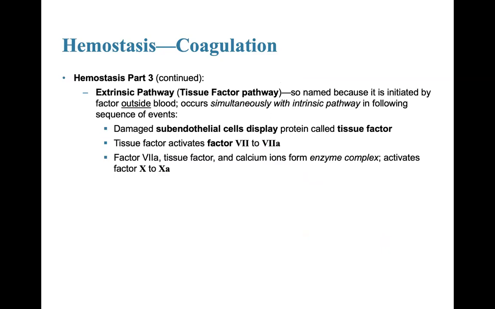This is so named because it is initiated by a factor outside the blood. This occurs simultaneously with the intrinsic pathway in the following sequence of events. Damaged subendothelial cells will display a protein called tissue factor. Tissue factor will activate factor 7 to 7A. Factor 7A, tissue factor, and calcium ions will form an enzyme complex which will activate factor 10 to 10A, and 10 is your common factor there.